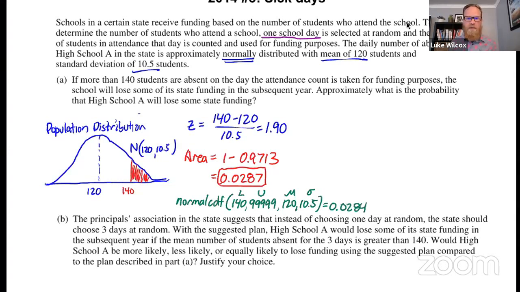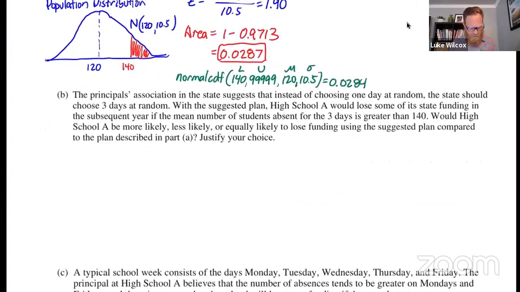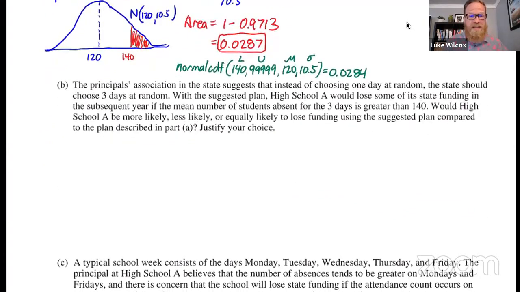0.0284 would be the calculator answer. All right, let's move on to part B. The Principals Association in the state suggests that instead of choosing 1 day at random, the state should choose 3 days at random. With the suggested plan, high school A would lose some of its state funding in the subsequent year if the mean number of students for the 3 days is greater than 140.